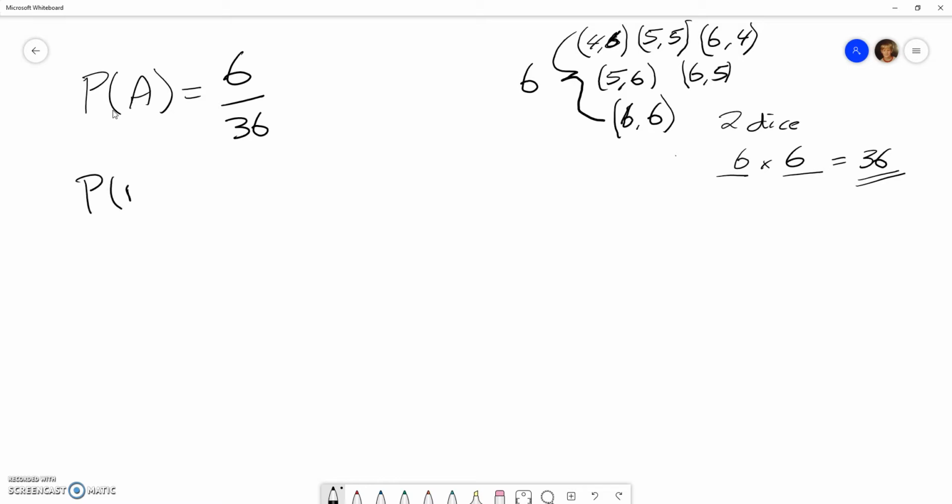Event B is defined as an odd number. Well, you roll two dice, they're either going to be odd or even. So this is split right down the middle. There's 18 different ways it could be odd out of a total of 36. Likewise, 18 ways they could be even. So we want to answer this question here. What is the probability of A?